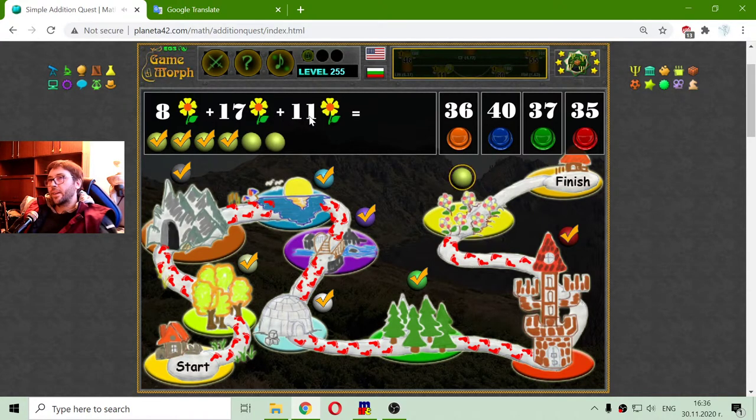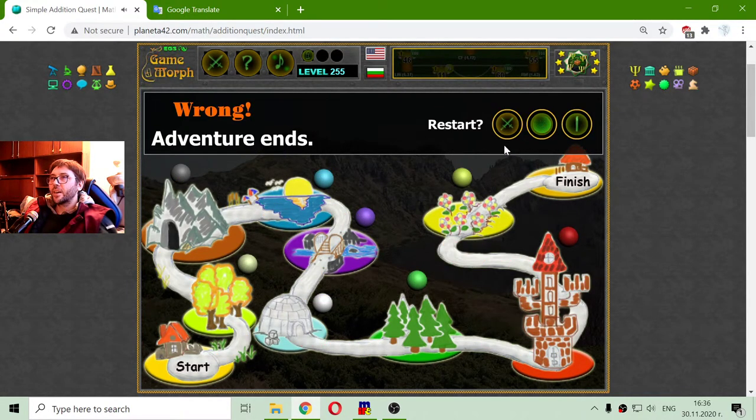Now here I have 11 plus 17 is 28. Plus 8. That should be 36. There it is. And those last equations are actually pretty easy. 15 plus 15 is 30, plus 15, 45. This is 45 flowers. What? Adventure ends.